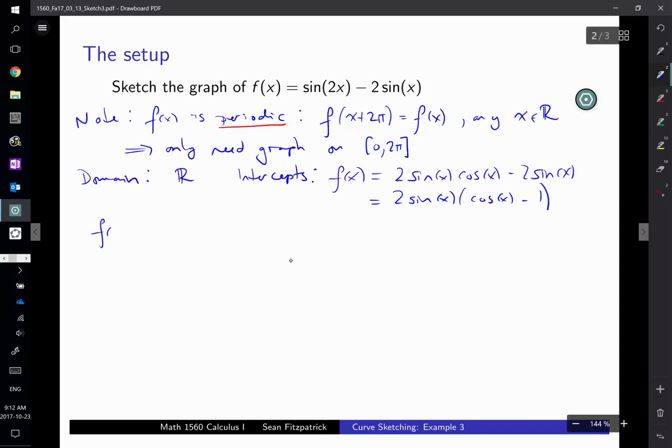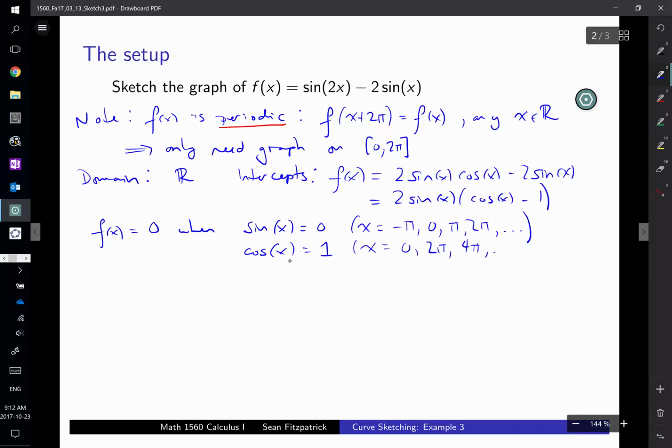So f of x equals 0 when sine x equals 0, and that would mean that x is equal to minus pi, 0, pi, 2 pi, and so on, or when cos x equals 1. But actually we already have that covered, right? Because when is cos x equal to 1? Cos x is equal to 1 when x is equal to 0, 2 pi, 4 pi. So those zeros are already accounted for. And so notice that f of 0 equals 0, so the y-intercept is also one of the x-intercepts. So we've got the intercepts. Domain is R, and since the domain is R, we know that there are no asymptotes.